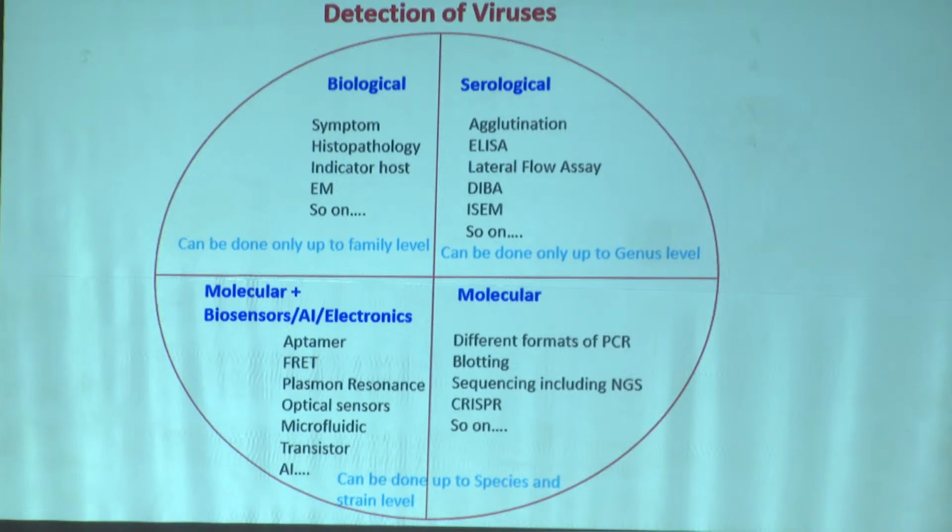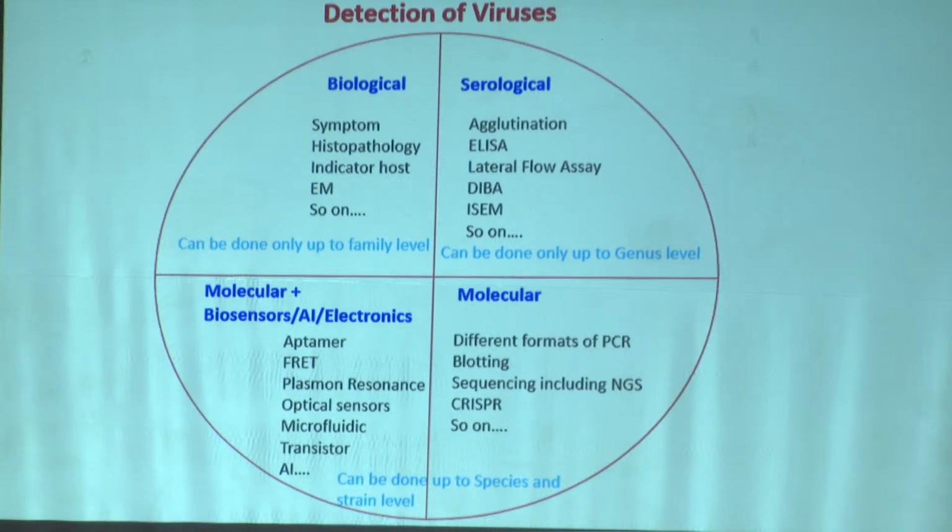Then when the technology developed, like the enzyme-linked immunosorbent assay, the ELISA technique, and other serological techniques, we were able to detect the viruses, the lateral flow. So all those technologies are mainly based on the coat protein, which is encapsulated. Based on that, we detect the virus. The biological means of detection only detect the virus at the family level, because it is a very rough estimate of what group of viruses.